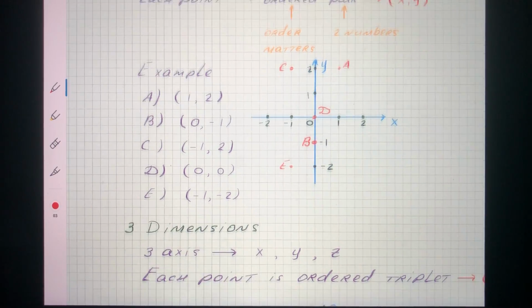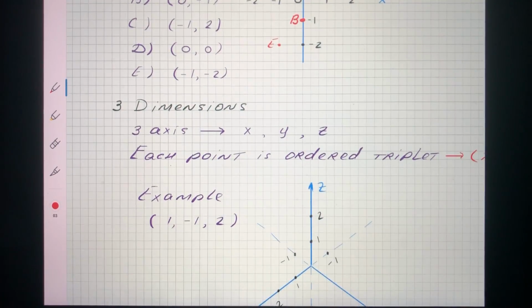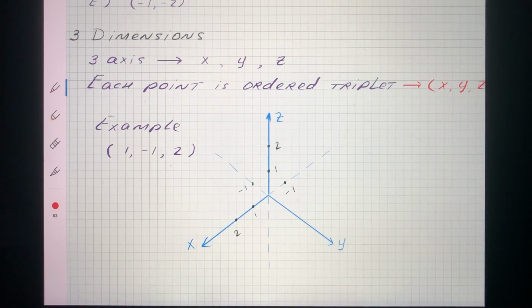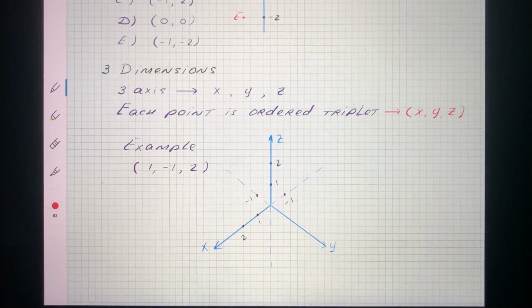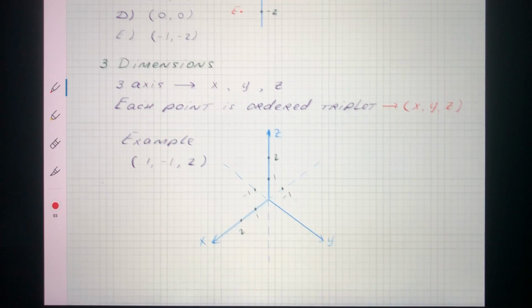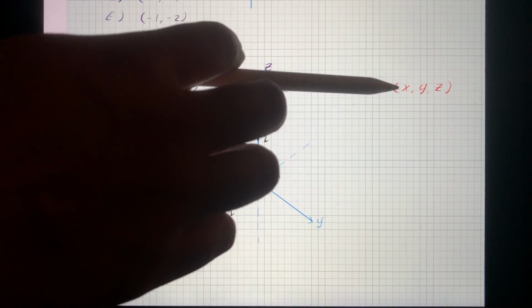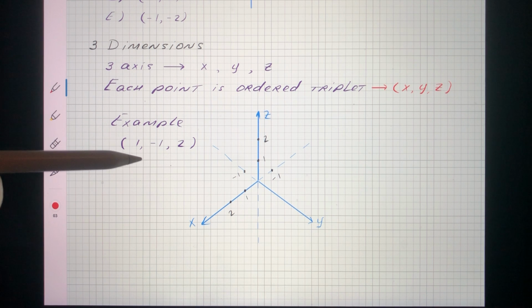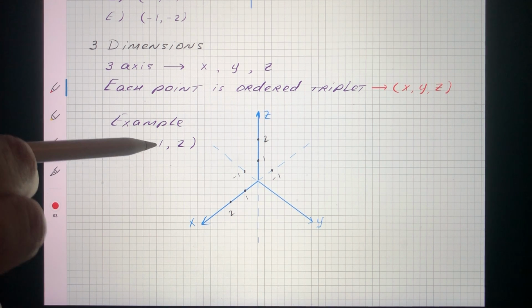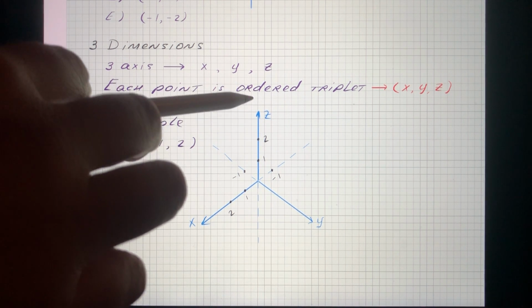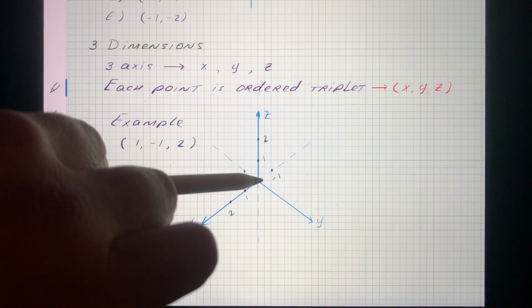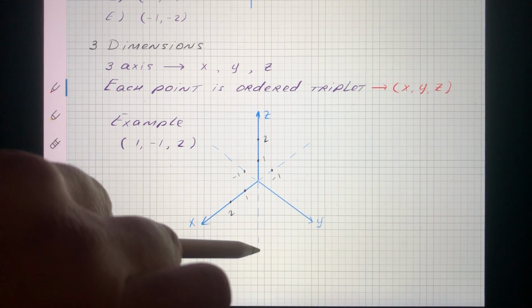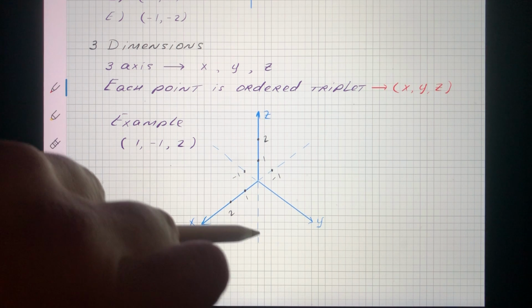Now 3 dimensions. In 3 dimensions we get 3 axes, x, y, and z. And we have an ordered triplet. The first number is the x, second y, then z. And again, the order makes a difference. So here is an example. The vertical axis is the z. It goes down as negative. That's a dotted line, is negative.